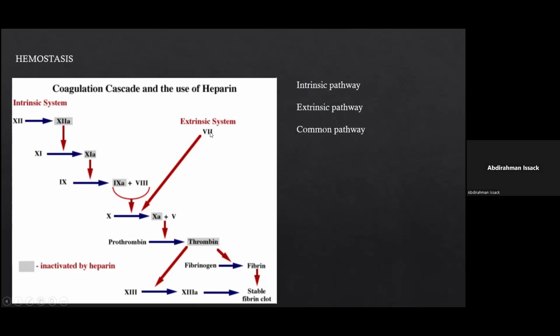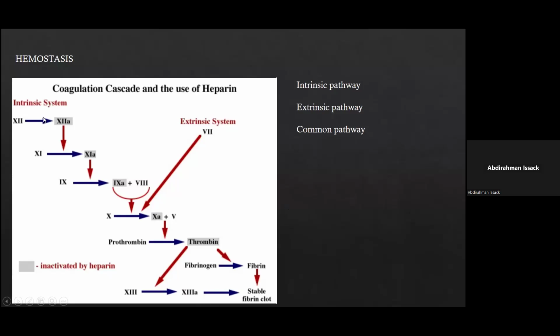For the extrinsic pathway, the tissue factor, which is factor 3, activates factor 7 to activated factor 7, which now activates factor 10 to activated factor 10 in the presence of phospholipids and calcium. For the common pathway, the activated factor 10 from the intrinsic and the extrinsic pathway activates prothrombin to thrombin, which is factor 2, which now activates factor 13 to activated factor 13, which now forms the stable fibrin clot.